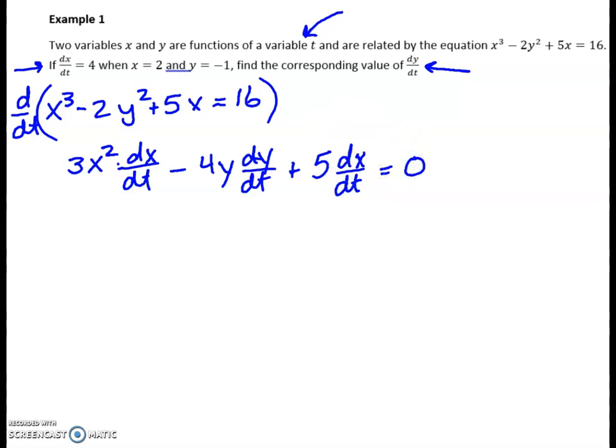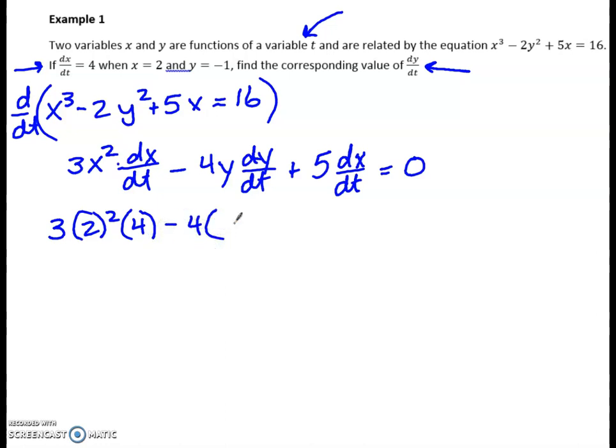So normally in the last unit, we might solve for one of these dy/dt's or dx/dt's. But in this case, it was easier to actually plug in what you know now. So for example, I know that I want to do this when x equals 2. So I'm going to plug in a 2 for my x. I know dx/dt, my rate of change of x, is 4.